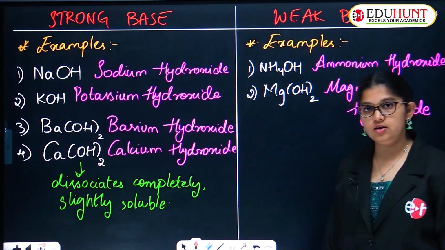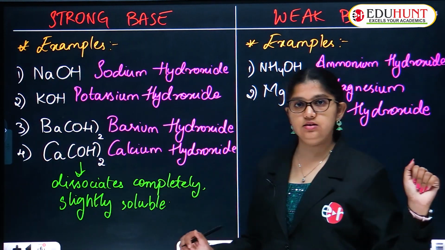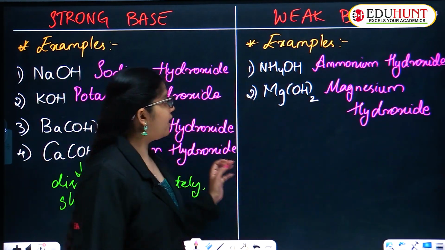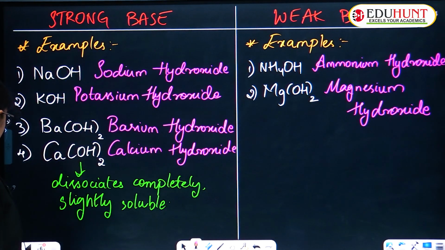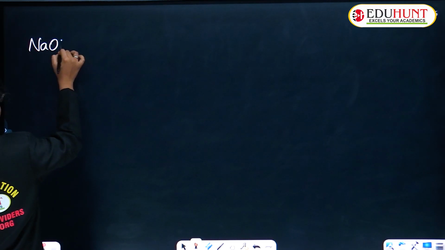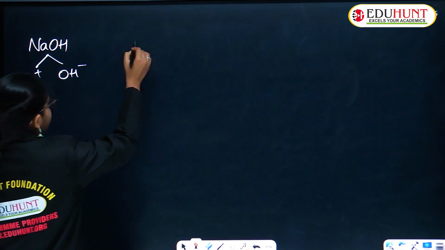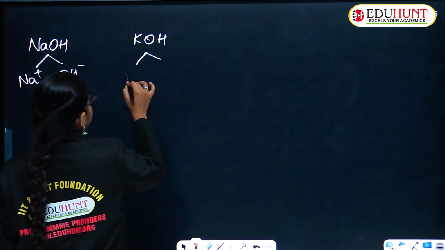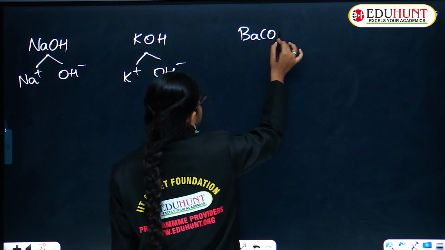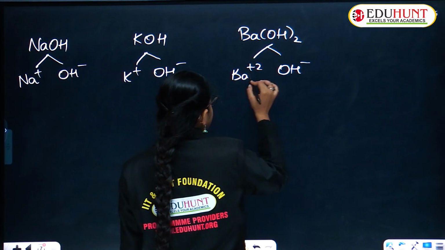Okay, clear? This is the example category for strong base and this side is the example for weak base. Did you get that? So how are these dissociating now? NaOH is dissociating into Na plus and OH minus. Now KOH into K plus and OH minus. Now Ba(OH) twice into Ba plus 2 and OH minus.